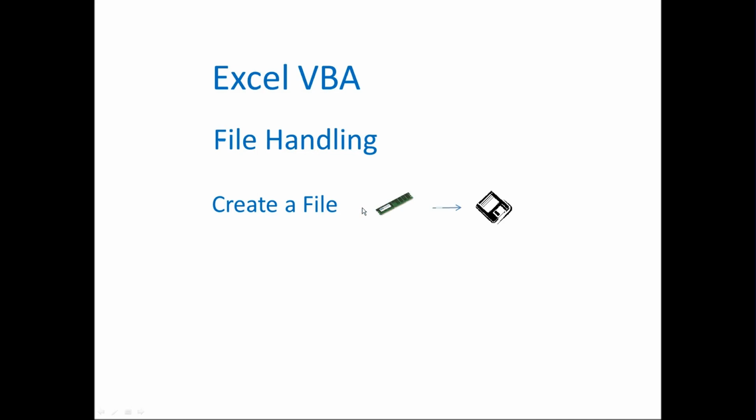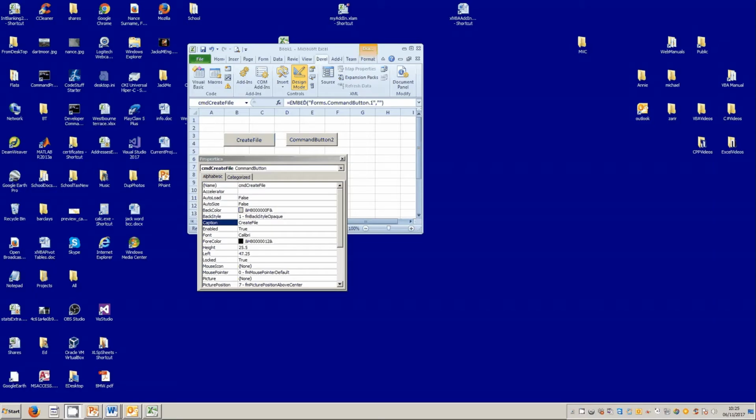Continuing our lessons on Excel VBA, we will now consider file handling. That is to say, first of all, we will create a file and then write from memory onto our disk, and later on we'll be considering how we can open the file and read back the data.